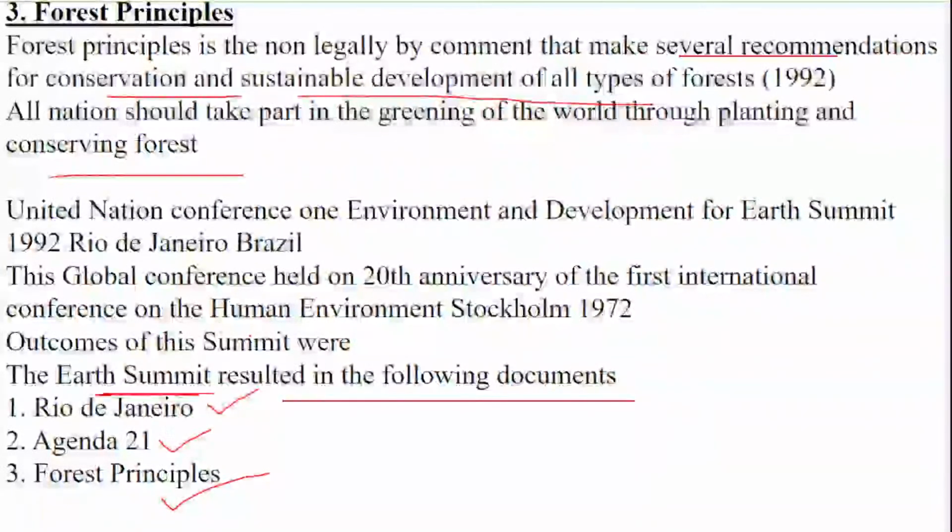So on an average, when we talk about the general Earth Summit, it has taken into consideration the 3 documents, that is Rio de Janeiro, and the later reviews, +10 and +20, which studied Agenda 21 and the forest principles. Okay, this you have to keep in mind very well.